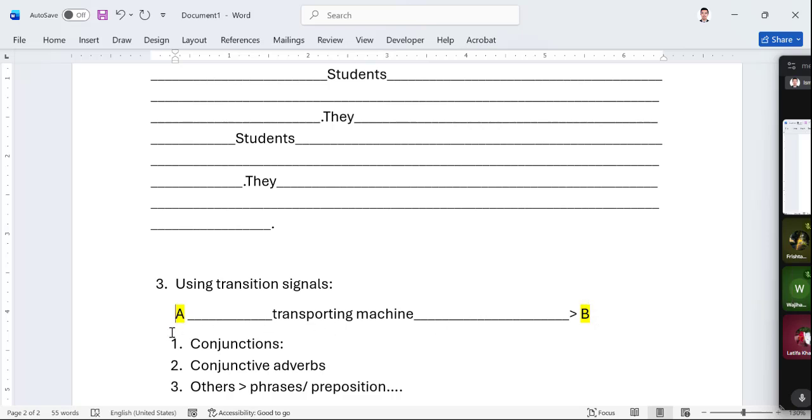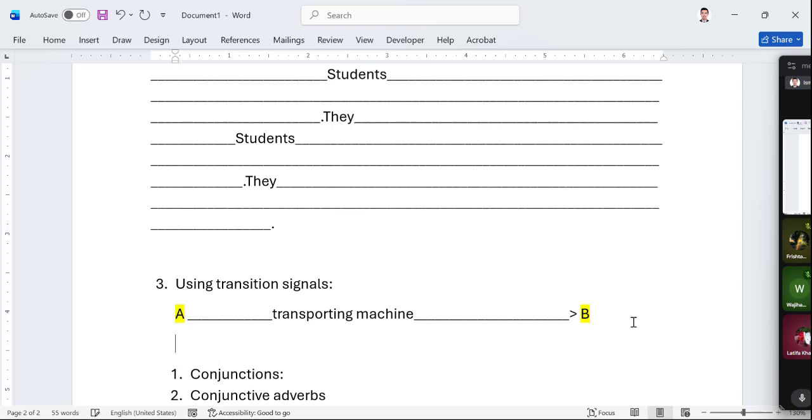Now, when it comes to transition signals, we don't have places, actually. Here, the two destinations or the two points are our ideas that we want to connect. Think we have idea A, and then you want to connect it to idea B. Now, how do you connect these two ideas? How do you transit from idea A and connect it to idea B? How do you form a connection between them?